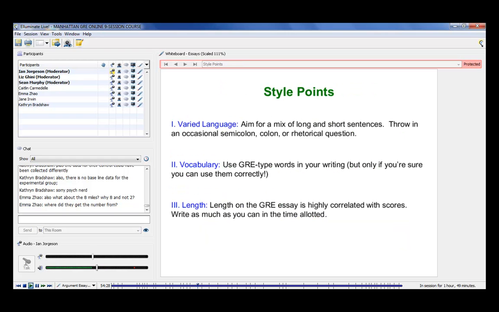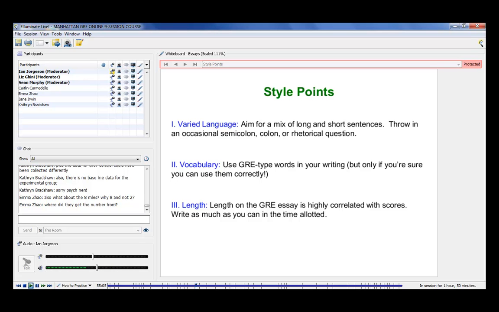So style points, same thing that we talked about with the issue essays, right? Vary up your language. Use decent vocabulary, but make sure that you're using that vocabulary correctly. I'd rather you use lower level words correctly than really fancy words incorrectly, by far. But if you find a place to throw in something like "correlation does not in and of itself prove causality," right? Some fancy kind of academic, intellectual sounding phrase, that's great. And finally, length is important.